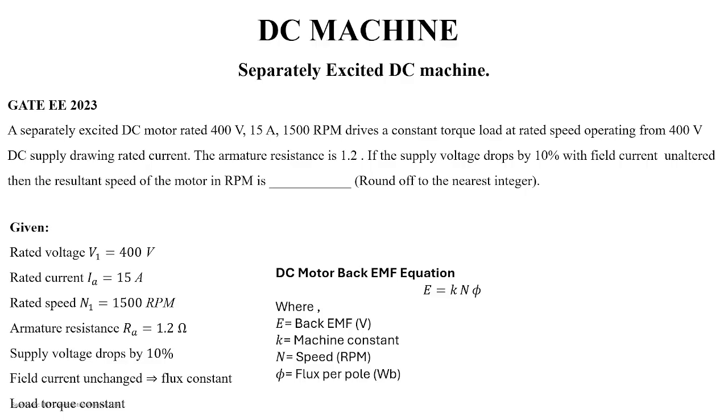In the slide, given that V1 is equal to 400 volts. Armature current is 15 ampere, N1 is 1500 RPM rated speed. Ra is also given, armature resistance is 1.2 ohm. Supply voltage drops by 10%. So the EMF equation is E is equal to K N phi. E is the induced EMF or back EMF, K is the machine constant, N is the speed in RPM, and phi is the flux per pole.